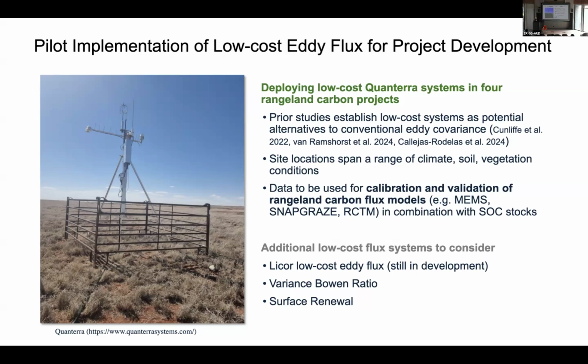I will mention that there are additional low-cost systems in development that we're keeping an eye on, such as LI-COR, which is developing a low-cost eddy covariance system analogous to their low-cost ET system. There are alternative flux methods besides eddy covariance that might provide comparable data for these kinds of purposes, such as the Bowen ratio method and surface renewal. So there are other flux measurement methods that could be used in addition to eddy covariance to provide low-cost information.